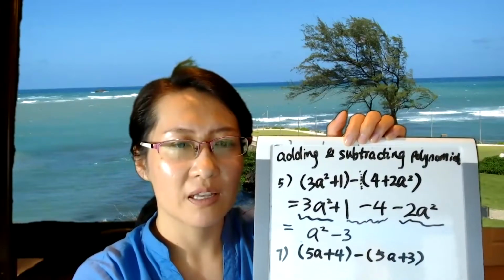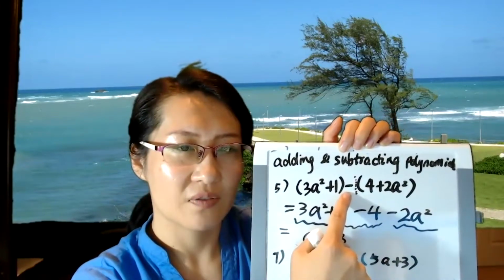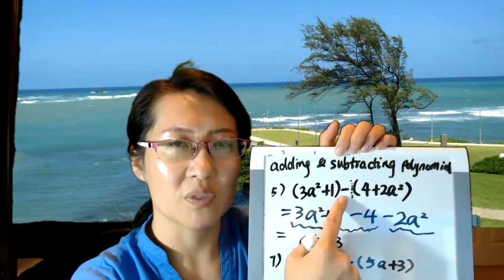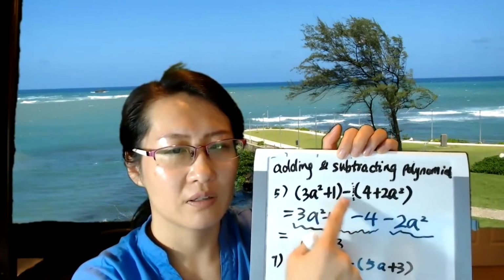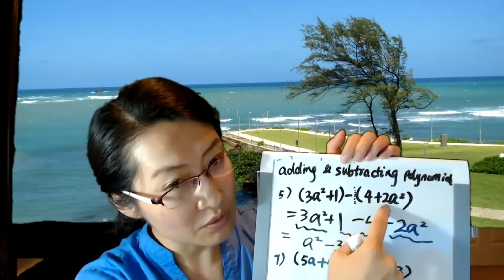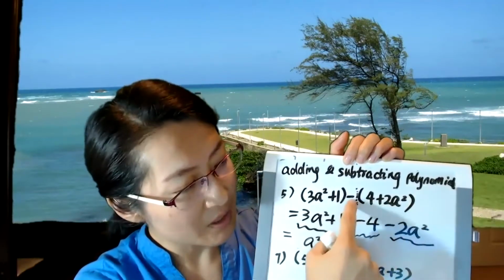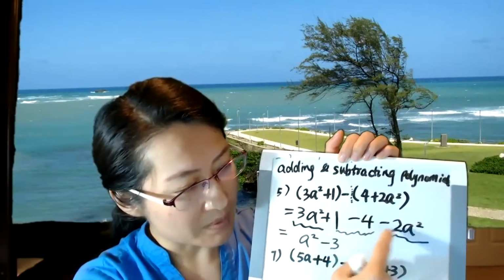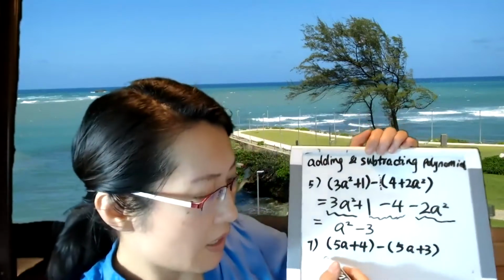Again, very important. The negative sign basically reads as -1 times everything inside of the parentheses that follow. So -1 times 4 is -4. -1 times +2, that's -2. So that negative changes the sign, turning everything opposite. Okay? So let's practice one more.